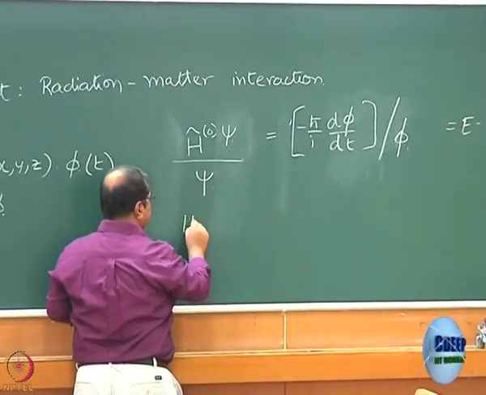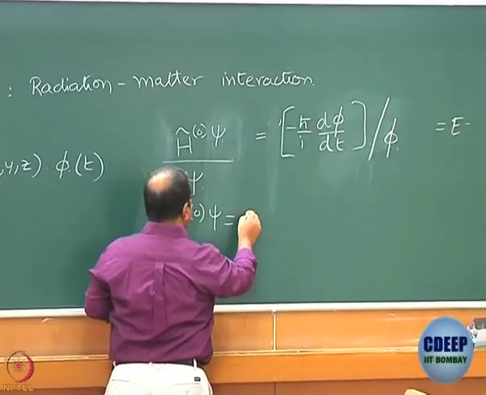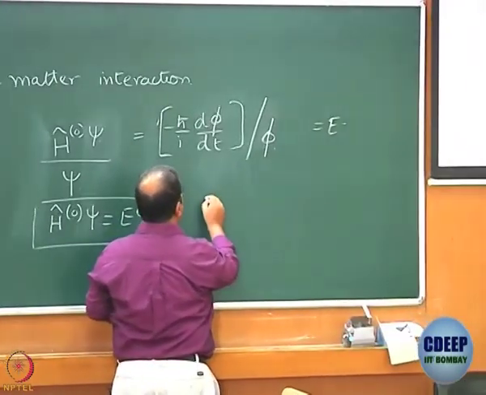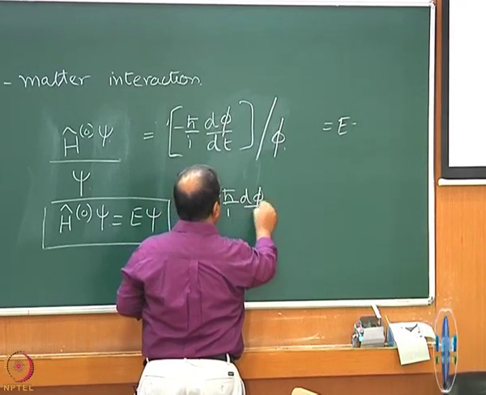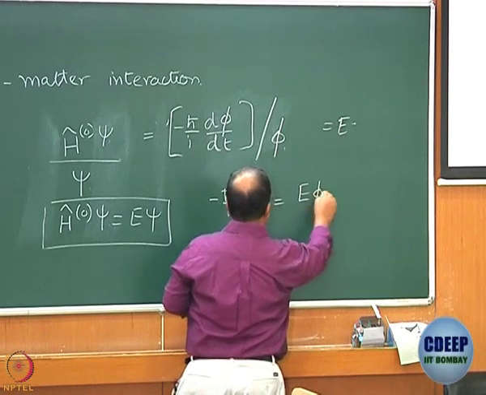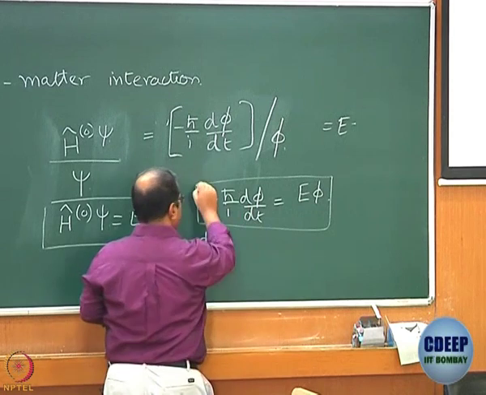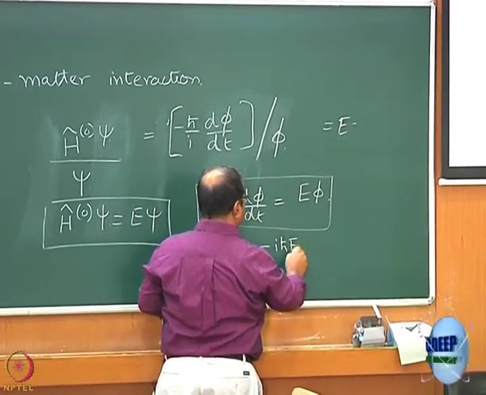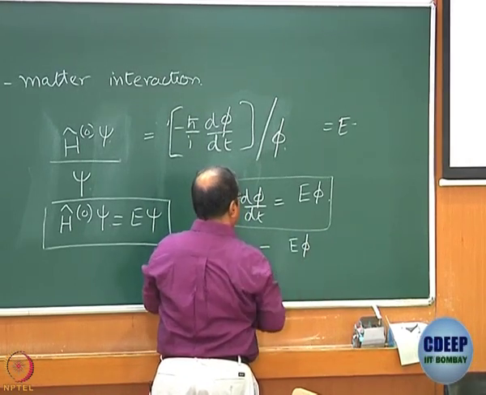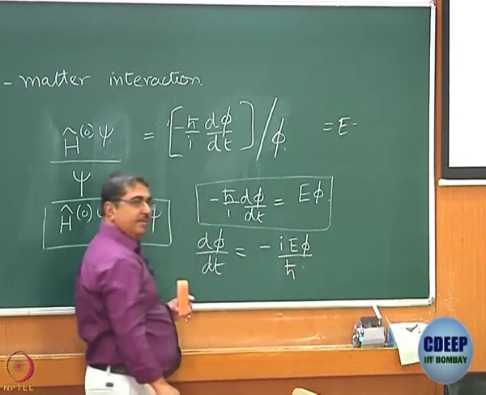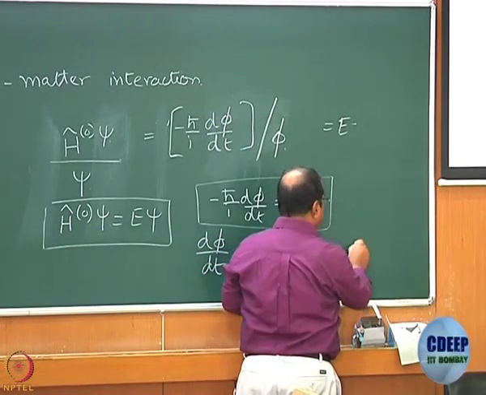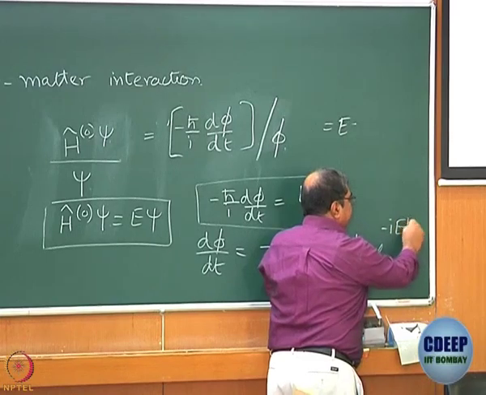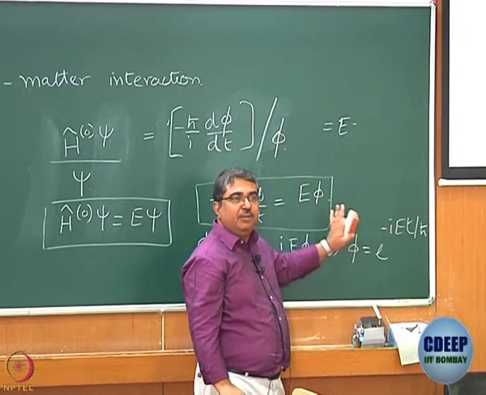And that is how you get, first of all, the time independent Schrodinger equation, H0 psi equal to E psi, and the time dependent part separates out like this. You can write minus h cross by i d phi dt is equal to E phi, or d phi dt is equal to minus i E phi divided by h cross. Is that right? Right? Hence, what is the expression for phi that you get? Yeah? e to the power minus i E t divided by h cross. You can write it in 2-3 different ways. This is what we will write for now. So far, so good.